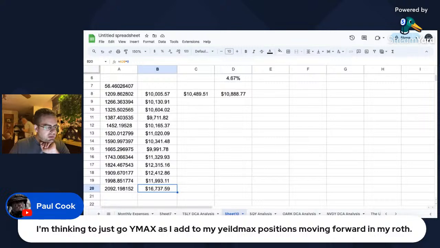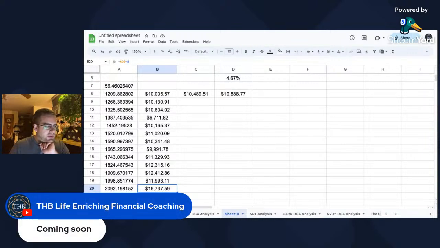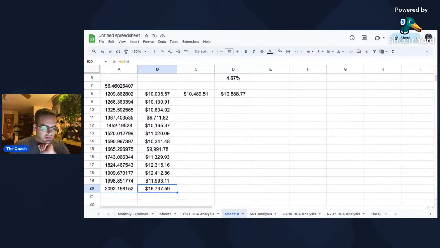Okay, let's see what Mr. Cook says here. I'm thinking to just go YieldMax as I add to my YieldMax positions moving forward in my Roth. Yeah, I'm going to get some YieldMax too. Thanks for the reminder. Instead of buying more TSLY, I'll probably just do that too.